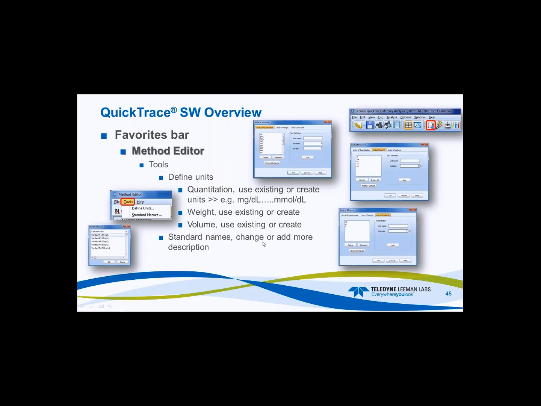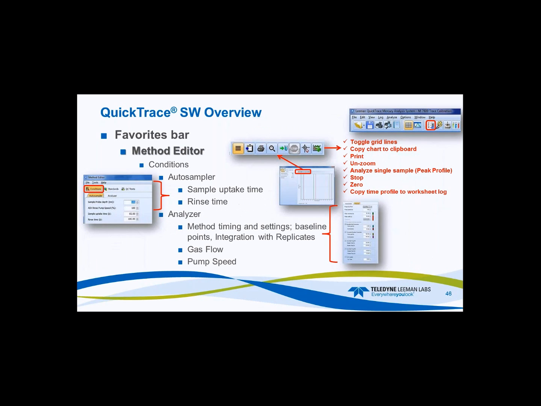And then standard names here as well. You can change your standard names and save them, and that's what's going to show up on the worksheet. Then defining units, again, you've got units of weight and units of volume. So you can put in pounds if you want, whatever you want to put into this software to make it conducive to your region and how you operate systems, you are allowed to do it. It's very intuitive, very versatile software setup within this QuickTrace.